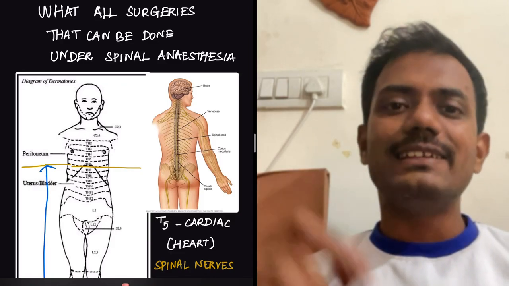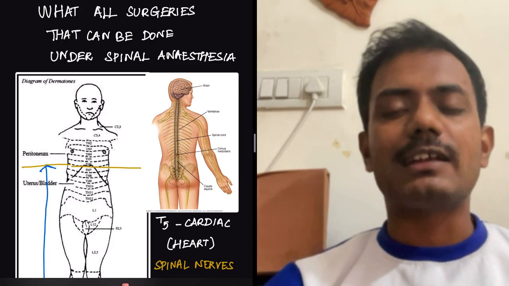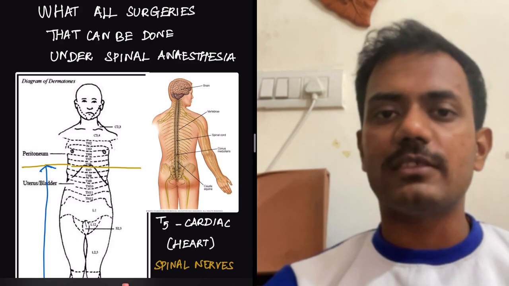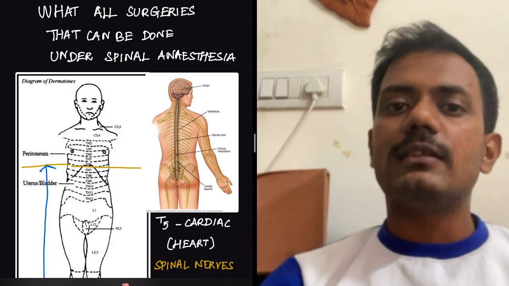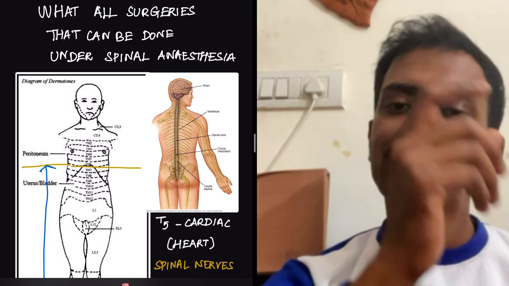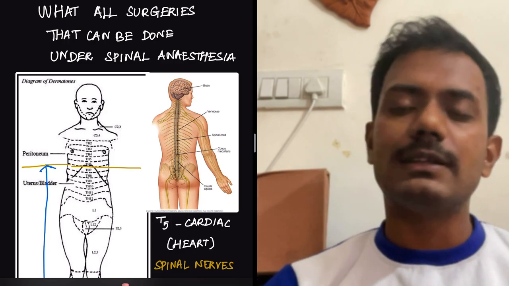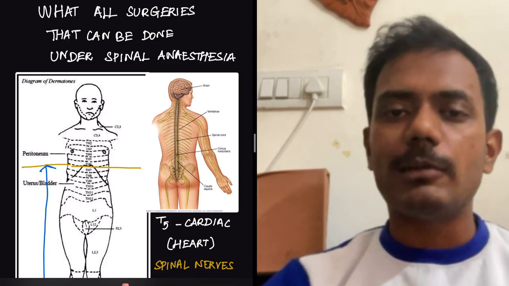Hello friends, in this video we are going to see what are all the surgeries that can be done under spinal anesthesia. So what is spinal anesthesia? Some amount of drug is deposited through the back near the spinal cord, through which your lower body gets numb and surgery is done. This is in general about spinal anesthesia.